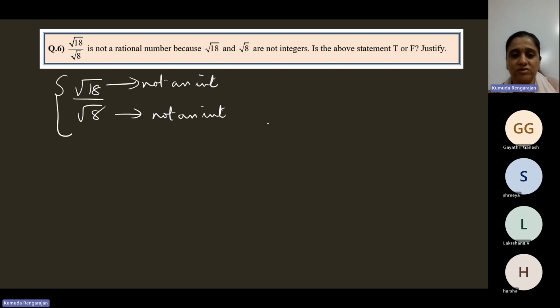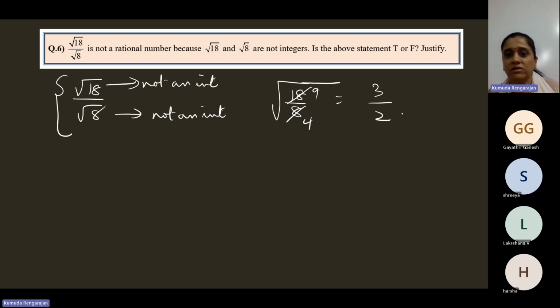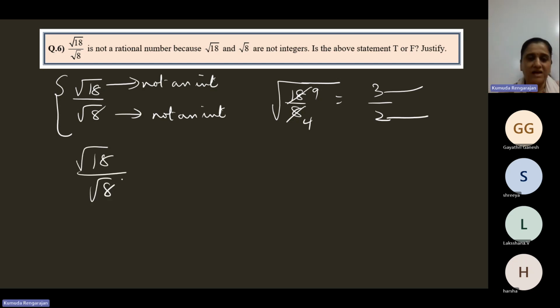So first simplify. How do you simplify? Square root of 18 by 8. Two nines are, two fours are. So square root of 9 by 4, which is 3 by 2. Now, this cannot be simplified any further. Now look at the numerator, integer, denominator, integer, integer by integer. It is a rational number. So the given expression is a rational number. It doesn't look like it, but when you simplify, its value is rational.